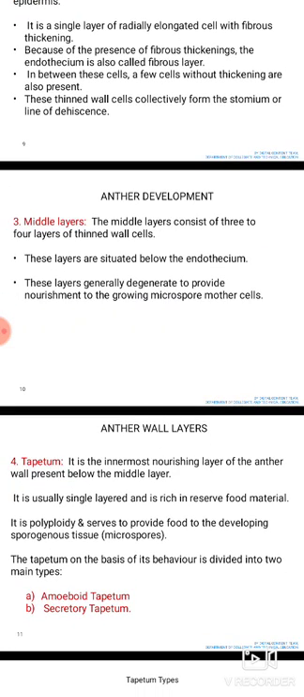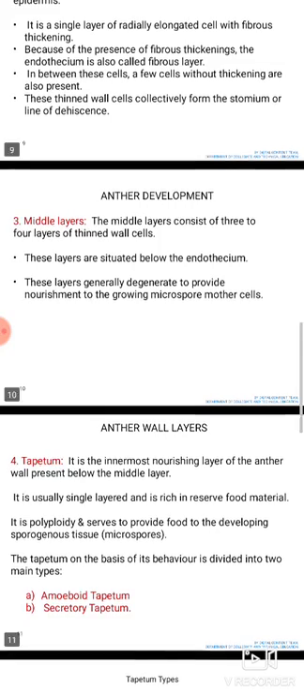Tapetum. It is the innermost nourishing layer of the anther, present below the middle layers. It is usually single layered and rich in reserve food material. It is polyploid and serves to provide food for the developing sporogenous tissue, that is, the microspores. The tapetum, on the basis of its behavior, is classified into two types, namely amoeboid tapetum and secretory tapetum.